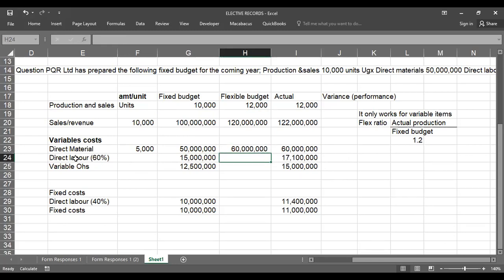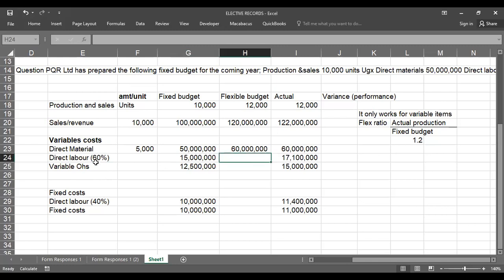Now we go to direct labor. Direct labor still, these are variables. By the way, the biggest trick is on semi-variable costs. Whenever it is semi-variable, then you have to do something. You don't just come and give us your ratio and then put an answer. No.